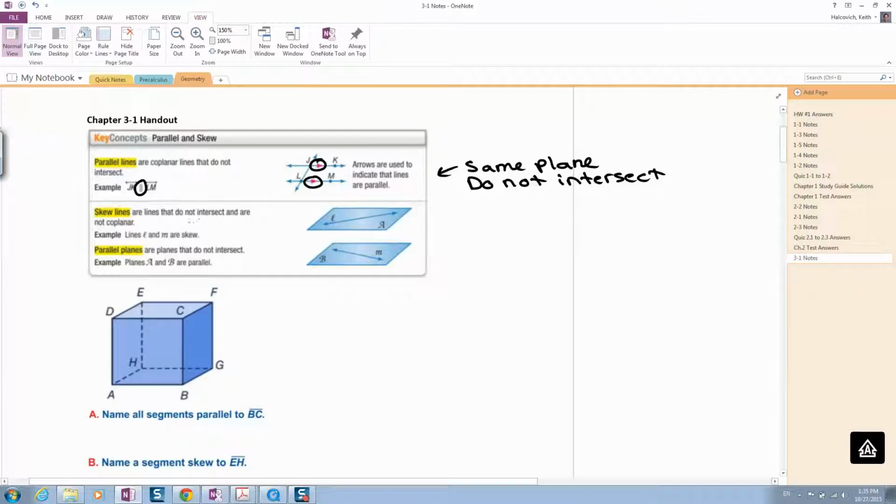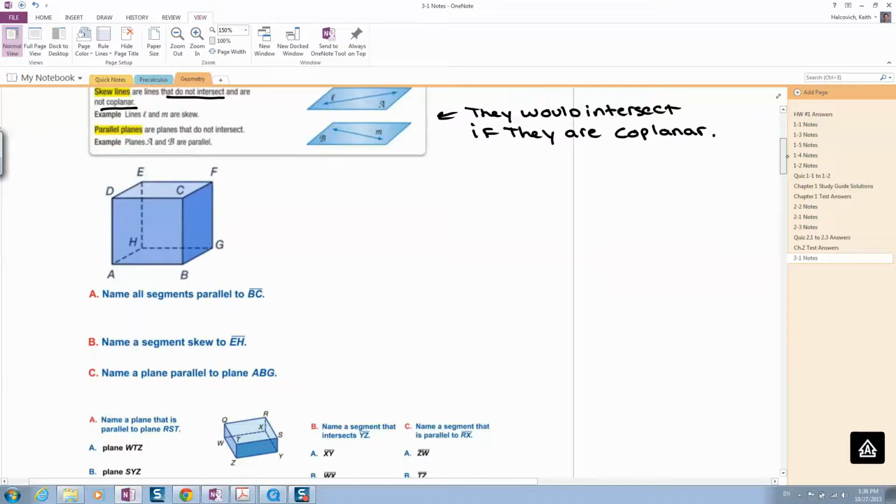Those tell you that lines are parallel. Skew lines are lines that do not intersect but are not coplanar. So look at the picture here. Line L and line M are skew because they don't intersect and they are not coplanar. One way to talk about it is they would intersect if they were coplanar. Parallel planes are planes that do not intersect, like A and B here.